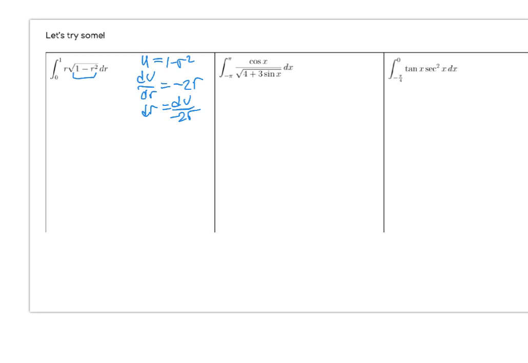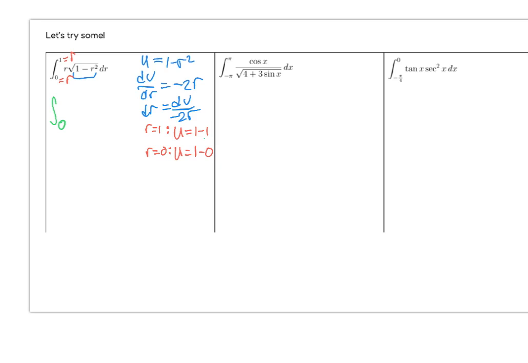Okay, I then need to look at my bounds. So I've got 1 equals r and 0 equals r. And if I plug in 1 for r, we get u is equal to 1 minus 1, so 0. And if I plug in 0, we get u is equal to 1 minus 0. All right, so when we do that, we end up getting a new integral going from 1 minus 0 is 0.